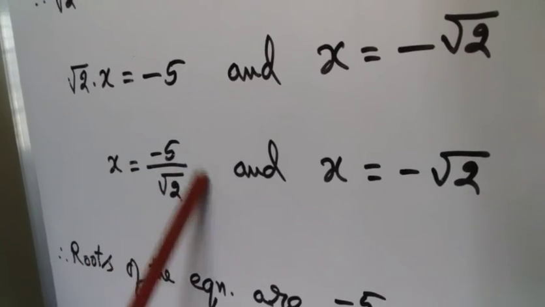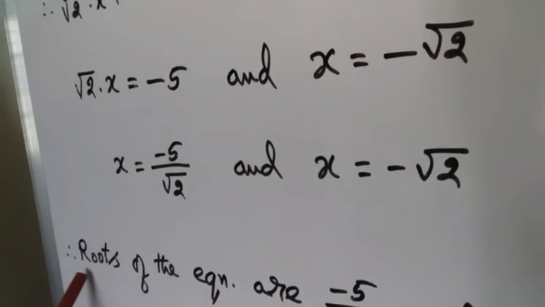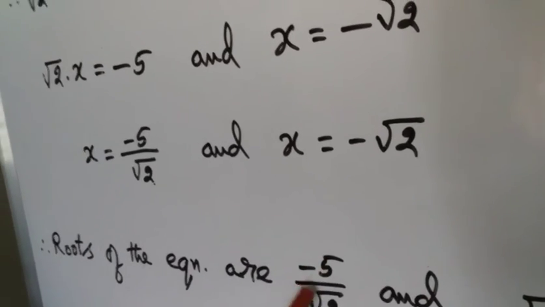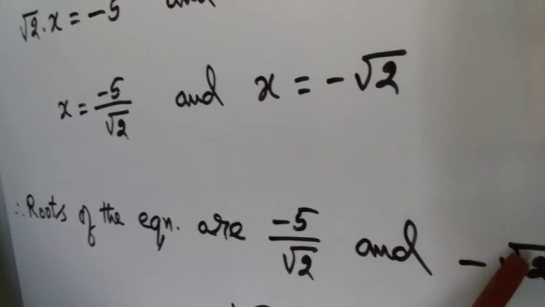Therefore, this is one root and this is another root. Therefore, the roots of the equation are minus 5 divided by root 2 and minus root 2.